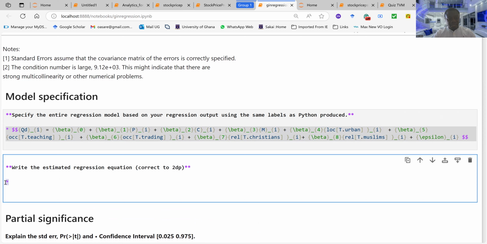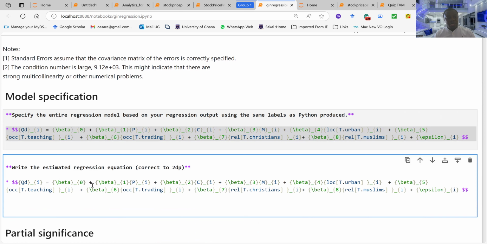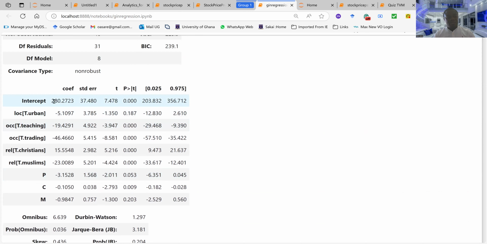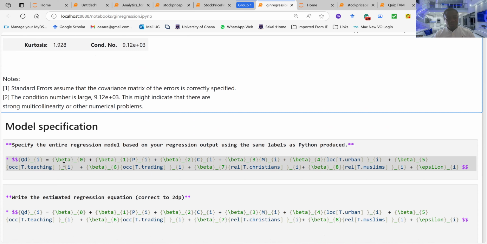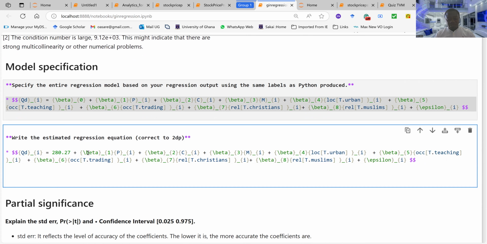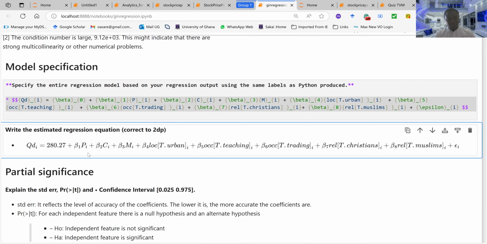Just dump it here. The only thing you're going to do is change the betas to numbers. As an example, when you go here, the intercept is 280.27. So you take 280.27. I just want to do the intercept for it. And then when you come here, just change this to 280.27. The whole of this must be changed, and you get 280.27, corrected to the decimal place. Let's run that and you see the number is showing.